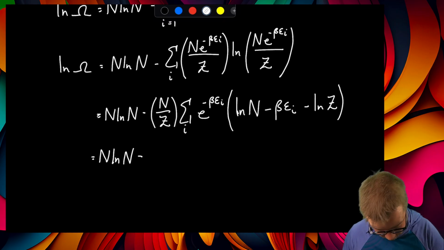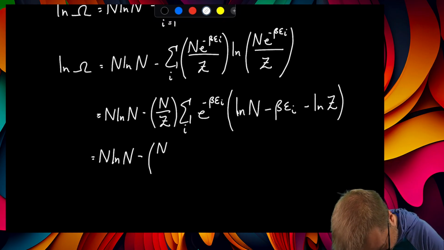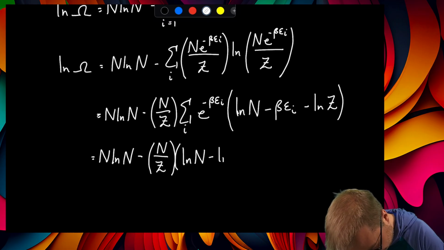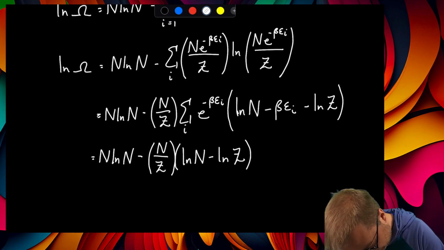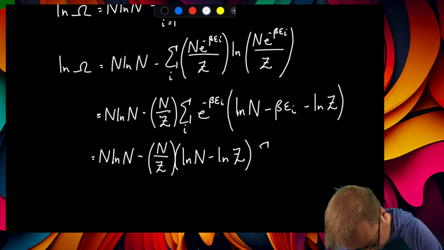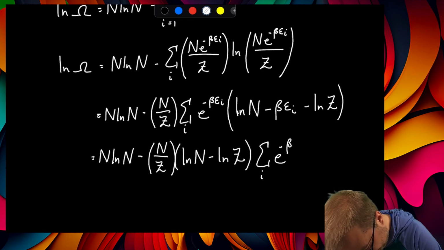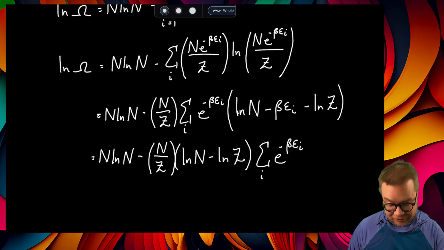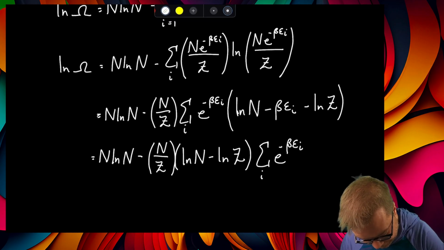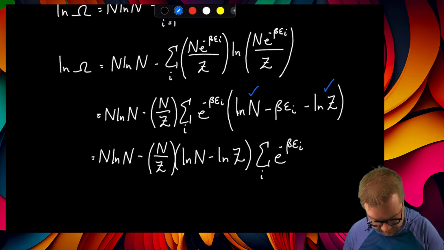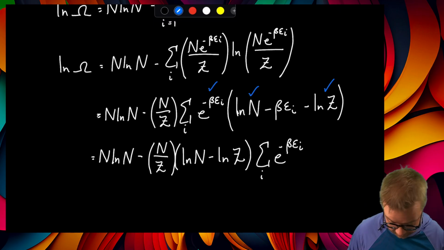Log n and log z are constants, so we've got minus n over z log n minus log z, and then we've got the summation over i of e to the minus beta epsilon i. So if you're keeping track here, what terms did we simplify? We took out this term. Of course, they're multiplied by this term. So we've got to handle the minus beta epsilon i term now.